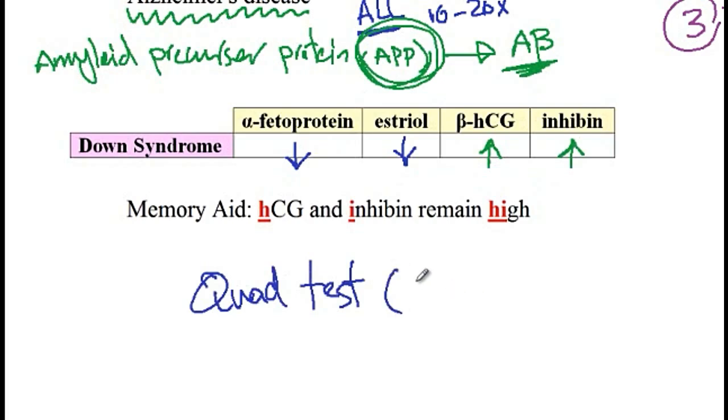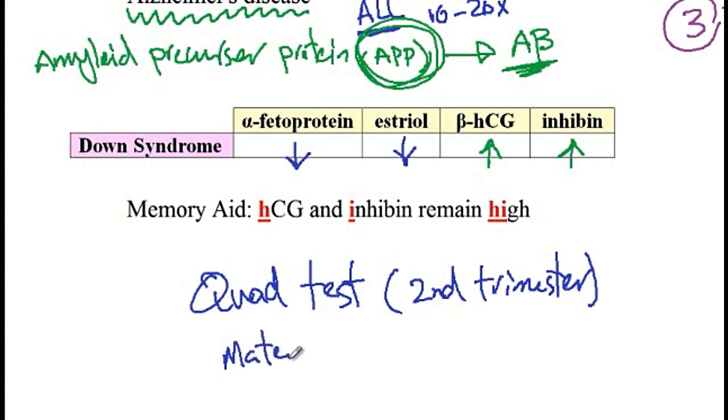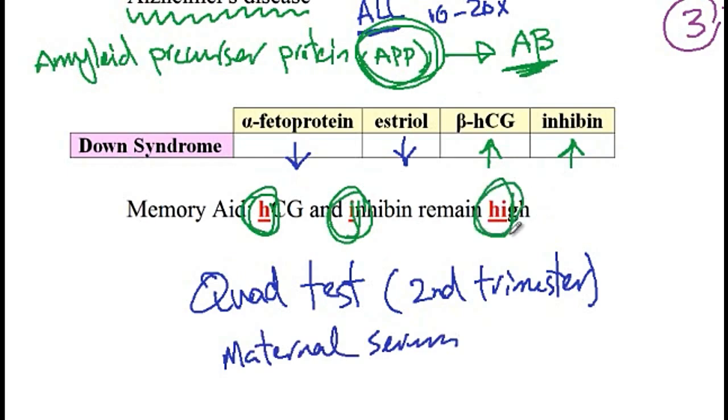and it's done early in the second trimester of pregnancy, and the values are obtained by measuring the lab values in the maternal serum. So back to the topic, the mnemonic that I use to remember which of these values are elevated in Down patients is HCG and inhibin, so H and I remain high, HI, and then the other two are low.